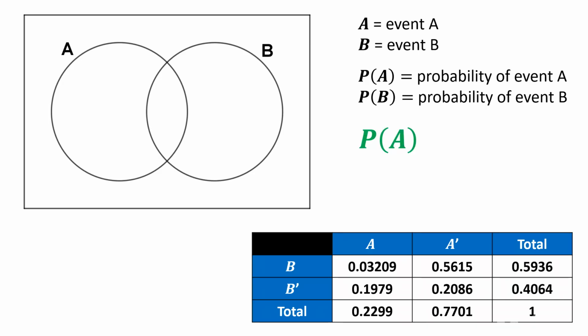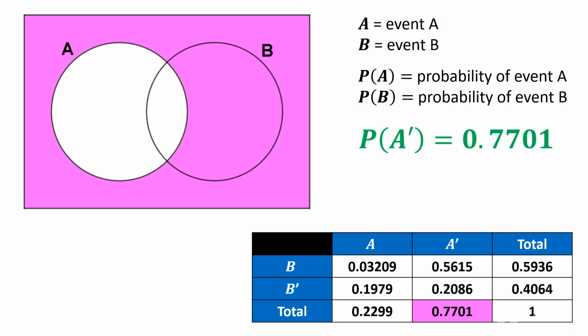So P of A, the probability of event A. In this example, it represents the entire circle of A, and we can read off the two-way table, it's 0.2299. P of A dash, which is everything that's not A, is everything that's outside the circle of A. And off the two-way table, we can read it as 0.7701. Remember, A dash is properly said as A complement or A not occurring.